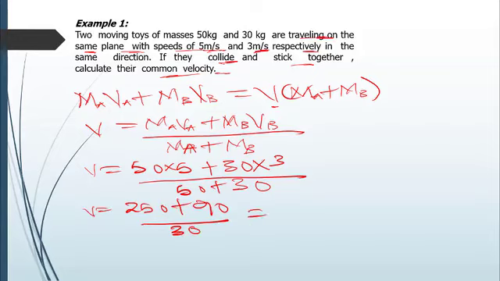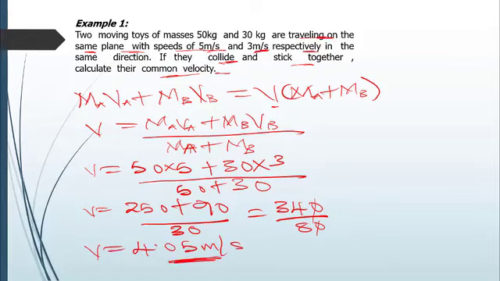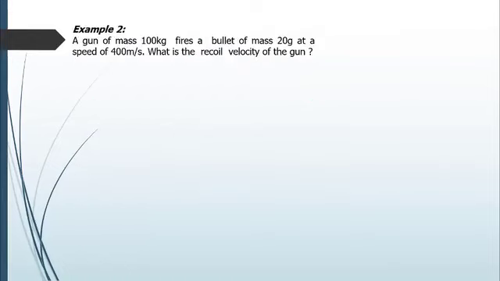So we're going to have 250 plus 90, which gives us 340, divided by 80. When you divide here, you're going to have your answer in decimal. It will be 4.25 meters per second. This is their common velocity.